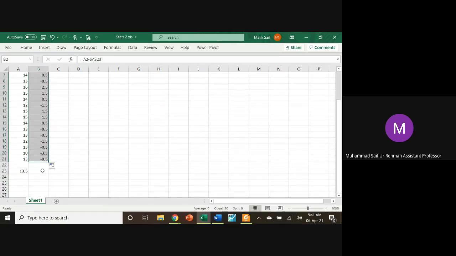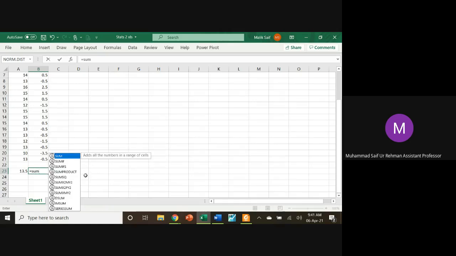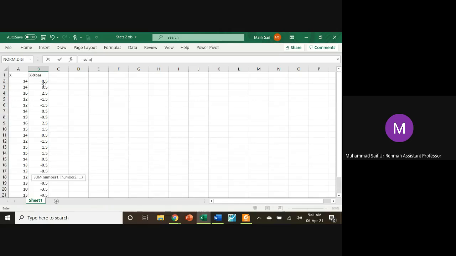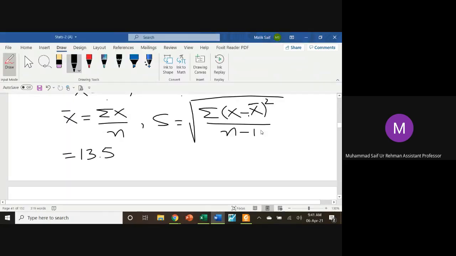So definitely when you will add this value, you will have answer equal to 0. You may check this, that the sum of the dispersion from mean is always equal to 0. So equal to sum, sum for what? Sum for these values. These values are not required because the result is 0. So that is the reason that we take square on this term, so that we avoid the situation where the result is 0.